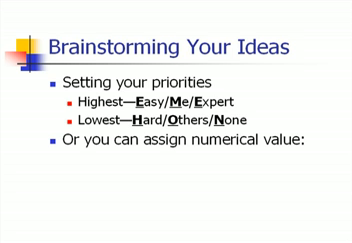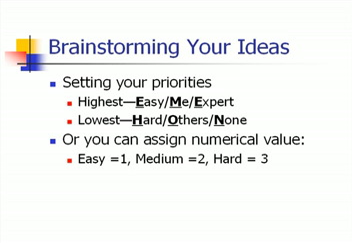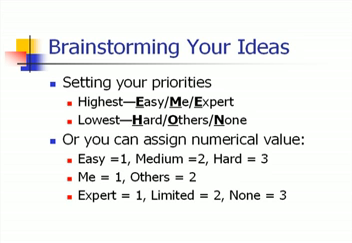You can even give a number to each letter, so the calculation of the priorities would be simple math. Easy could equal 1, medium equals 2, hard equals 3, me equals 1, others equals 2, expert equals 1, limited equals 2, none is 3. Place those numbers next to each letter in the appropriate columns, and then just add up the totals. Your totals would rank everywhere from 3, the lowest, to 8, the highest.